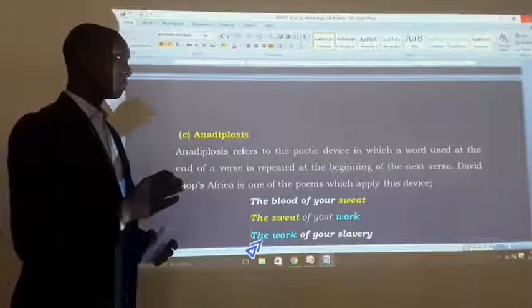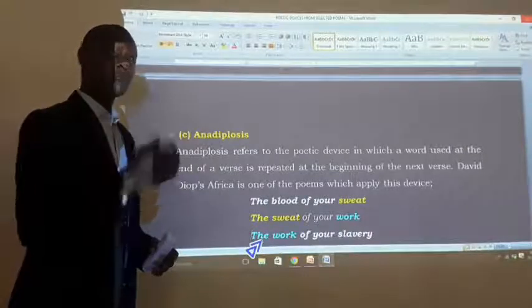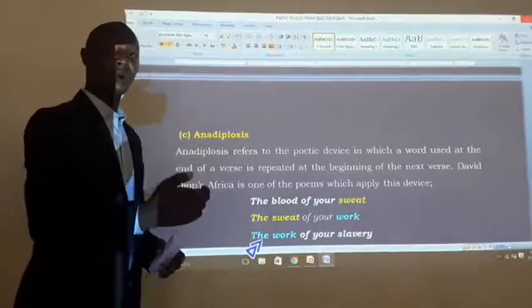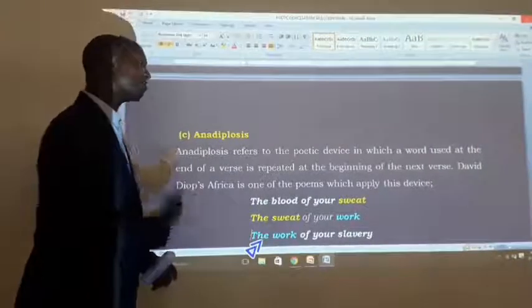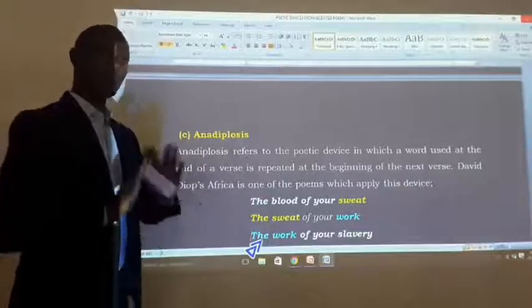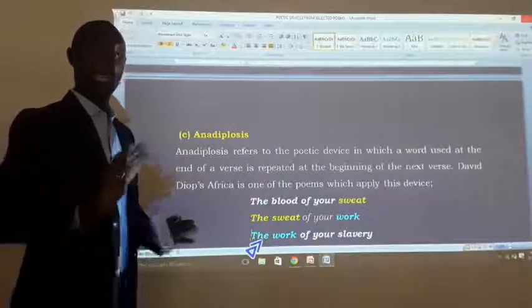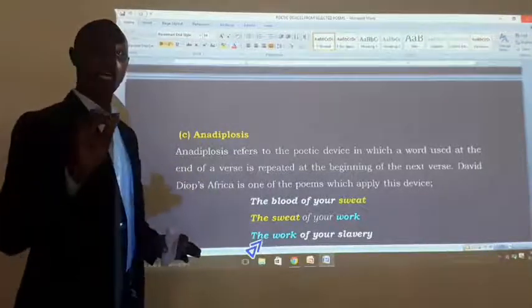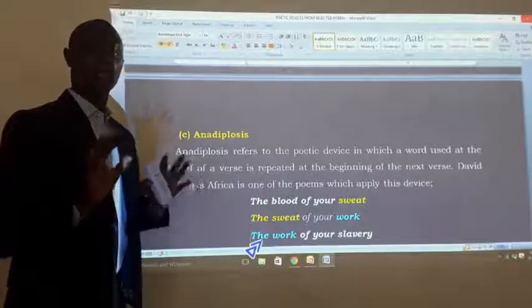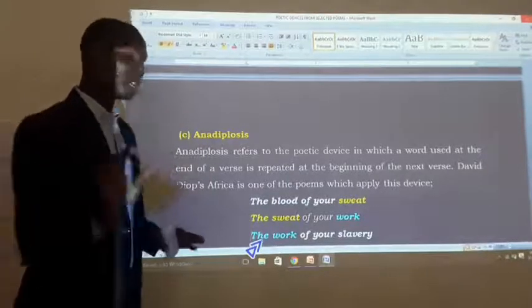Anadiplosis, in fact, as a musical device, is when the poet uses a word at the end of a verse, then that word becomes the first word in the next verse. It is applied in different parts in the selected poems, the common book we use in your schools. But here I've just picked a single stanza from the poem Africa by David Diop.